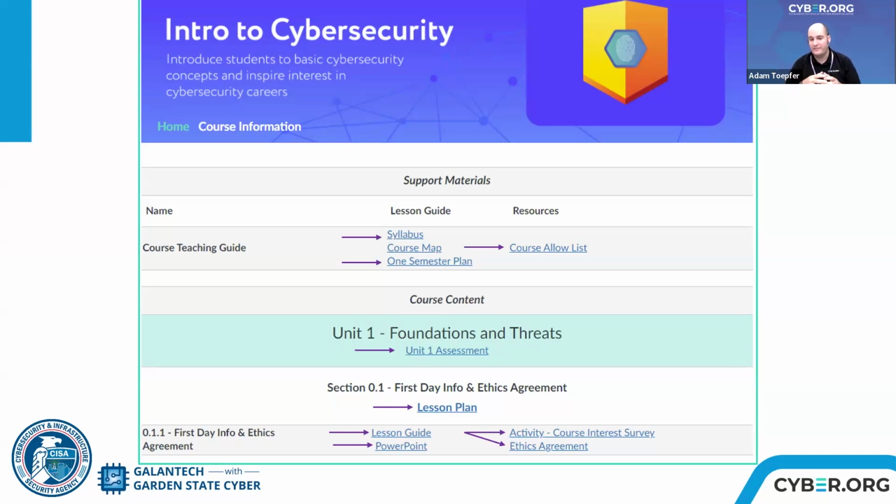This particular one has an activity, and I love the absolute first activity for this course because the students get to create their own ethics agreement. Now, there's an interest survey, so you get to find out what the students are interested in, but the ethics agreement is super awesome because the students get a lot of buy-in since they're helping to create this ethics agreement.